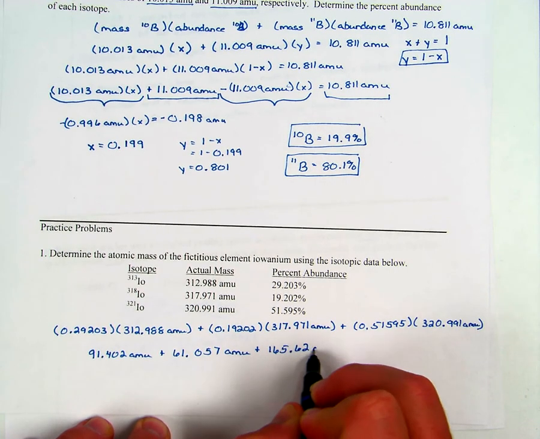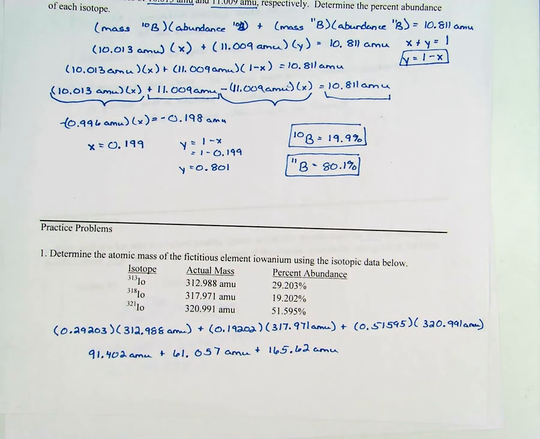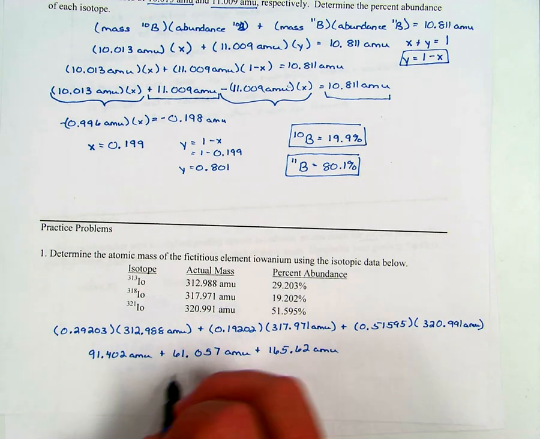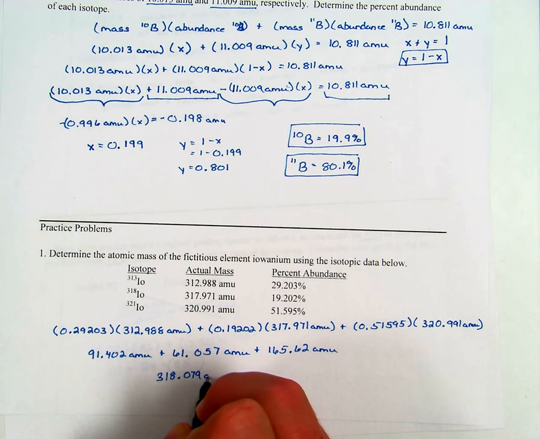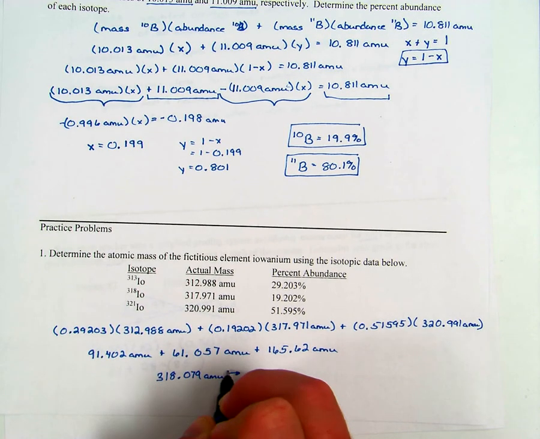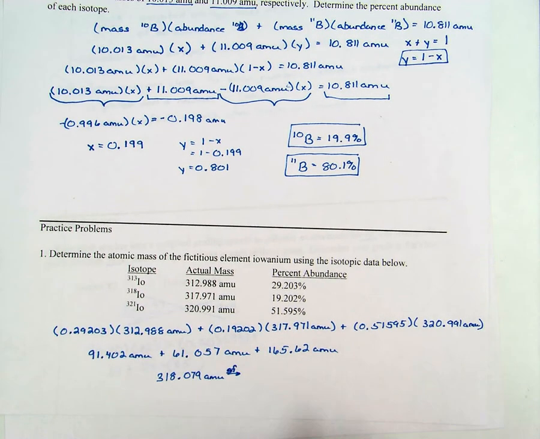When we add these together, remember we're looking at decimal places. This last value now would limit us because it only goes to the hundredths place. So when you add these together, 91.402 plus 61.057 plus 165.62, your calculator is going to tell you 318.079 AMUs, but you need to round that to the hundredths place here, so that becomes 318.08 AMUs. And there's our answer.